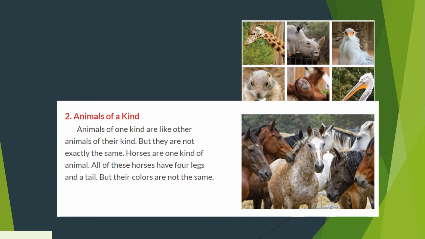Number 2, animals of a kind. Animals of one kind are like other animals of their kind, but they are not exactly the same. Horses are one kind of animal. All of these horses have 4 legs and a tail, but their colors are not the same.